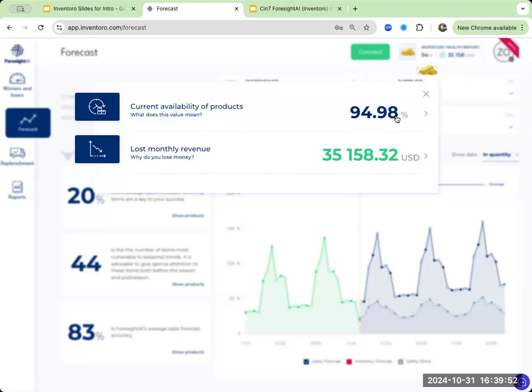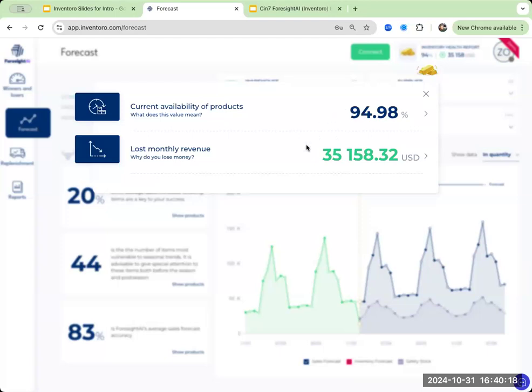Directly correlated to that 5% being stocked out is going to be this lost monthly revenue. Because I have that stock out, I'm losing out on 35,000 a month, which is pretty large, but this is what Foresight AI is trying to solve for because it's going to help you reorder the right amount so that you're no longer going to be stocked out, so that you're going to put this money in your pocket.